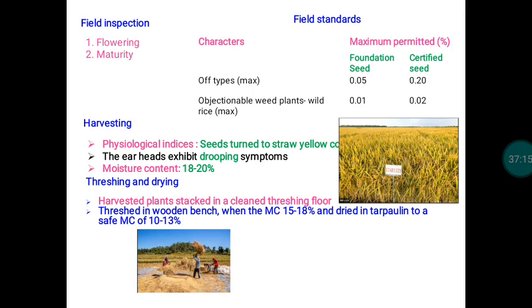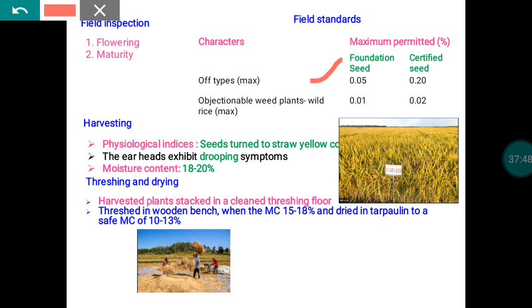In the case of foundation seed, the maximum permissible limit of off-type is 0.05%. Suppose the off-type number exceeds that 0.05% in foundation seed of paddy, they will either reject your field, or during the first inspection they will ask you to remove all those plants, and then only will they accept it. They give you a warning, because it is a self-pollinated crop.